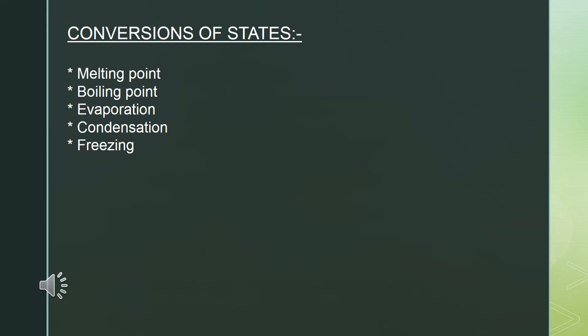Okay, students, now we are going to study the conversion of these states. Basically, there are three major states of matter: solid, liquid, and gas. Conversion means the conversion of one state to another state. For example, the conversion of solid into liquid, liquid into gas, gas into liquid, liquid into solid, or gas into solid. These are the conversions we are going to study. There are some major headings which we have to go through. In these conversions, we will try to identify what is actually happening.